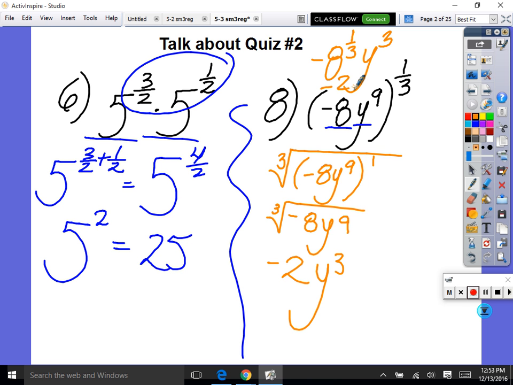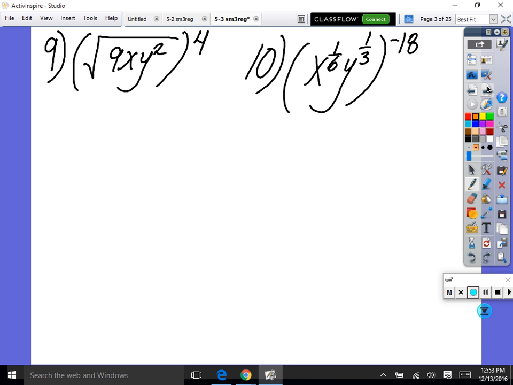Does everybody see? Which way is easier for you? Just curious. That way or that way? First way? Some of you like the second one. I'm just interested in which one you like better. Like I said, not one is more correct than the other. Both are correct. Okay, number 9.